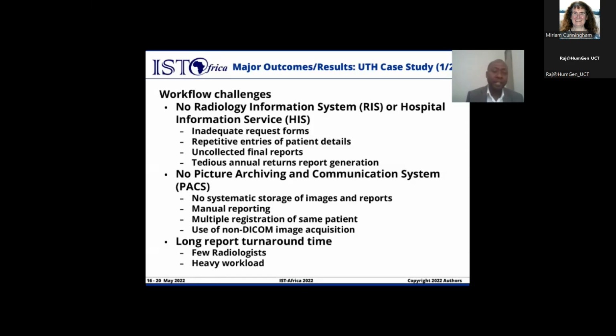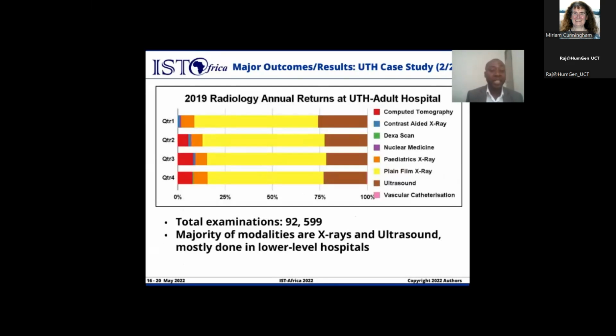Ladies and gentlemen, time is of prime importance in the diagnosis of any health condition. The long report turnaround times at the University Teaching Hospital is twofold. Firstly, there are very few radiologists practicing at the hospitals, specifically only 2 qualified radiologists that are working against a heavy workload. In our review, we noted that, for example, in 2019, the annual returns revealed that there was a total of 92,600 imaging examinations that were conducted against only 2 radiologists that are available.